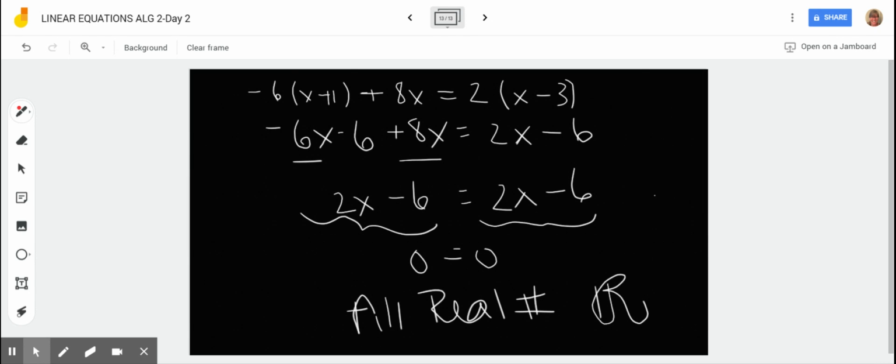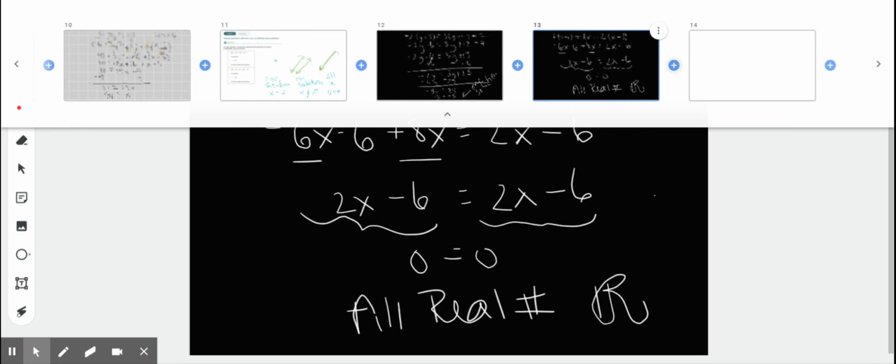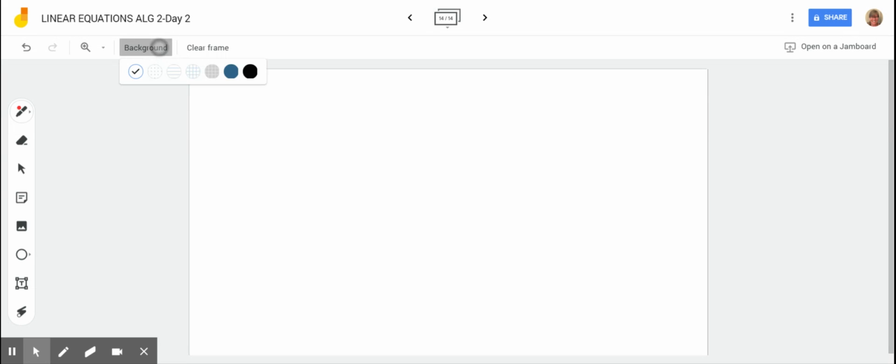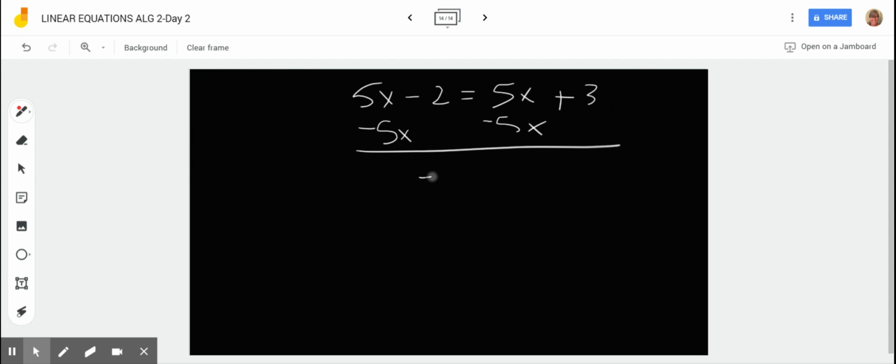Okay, the last situation that you could possibly have is no solution. So what if you get something like this? Say you get 5x minus 2 equals 5x plus 3. You subtract 5x from both sides, and look what happens. You get something like this. Negative 2 equals 3. The variable disappeared.